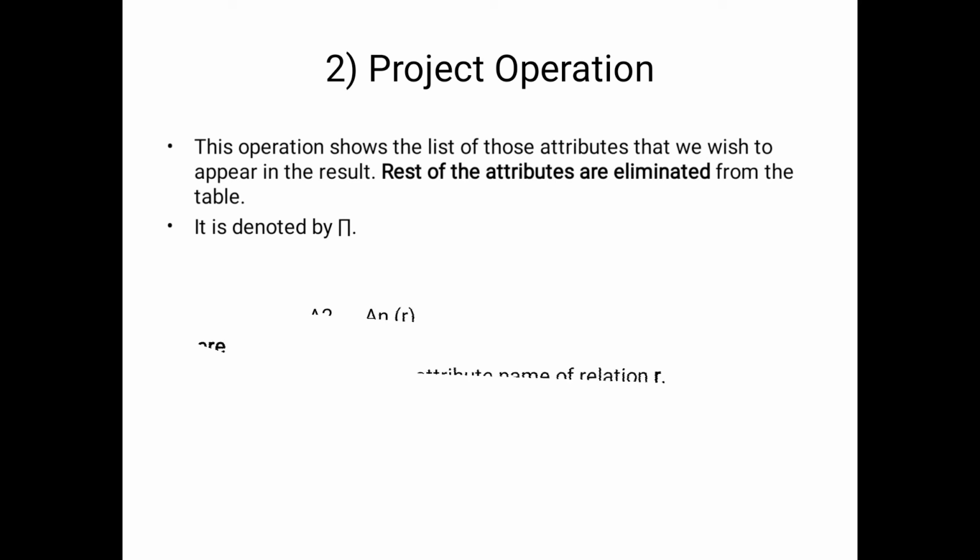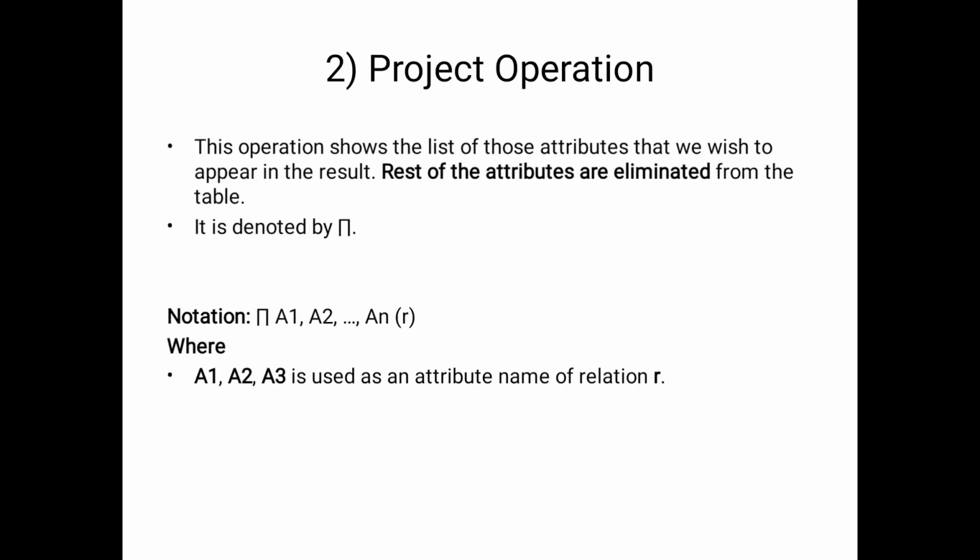Now we will see the example also. Please observe the syntax. Here we will select A1, A2 and so on up to An fields. So pi A1, A2 and so on An of R. What is the meaning of R here? Table. Here A1, A2, A3 are the attributes.